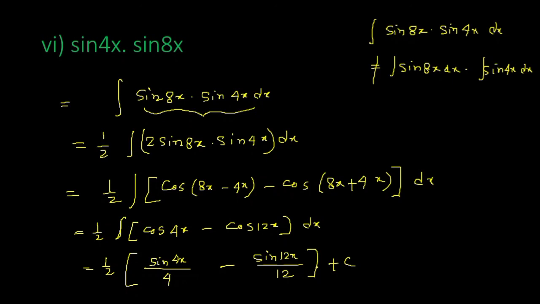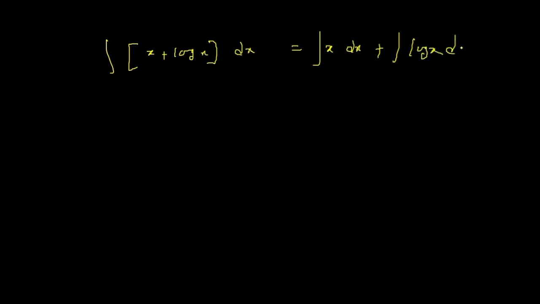Now this is an important result. For the integration of a sum of two functions, suppose x plus log x dx, you can write it as the integration of x dx plus the integration of log x dx. This can be written for a sum. But if there are two functions u into v dx, where u and v are functions of x, then writing it as the integration of u dx into the integration of v dx is not valid.